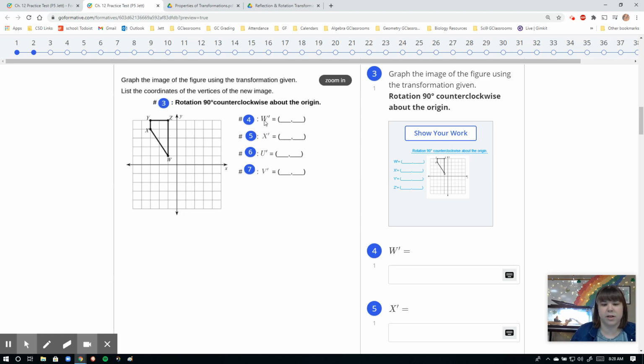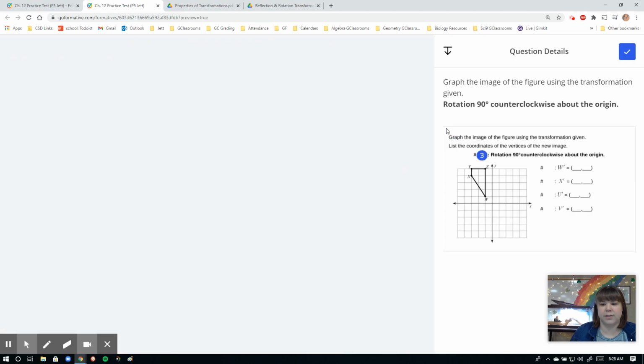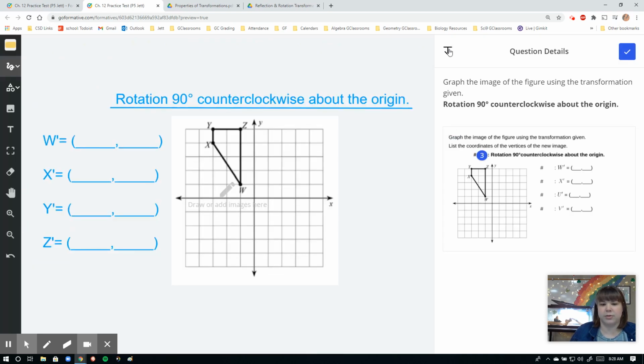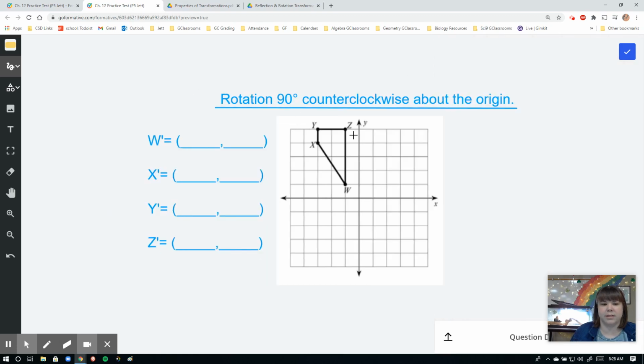So we need to find W prime, X prime, Y prime, and Z prime. There's a little typo here. So I'm going to click on show your work. Again, we need to do a rotation of 90 degrees counterclockwise. I'm going to go ahead and close this window because everything I need is on the show your work.